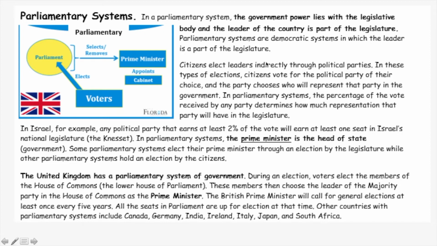Citizens elect leaders indirectly through political parties. In these types of elections, citizens vote for the political party of their choice, and then the party chooses who will represent that party in government. In parliamentary systems, the percentage of the vote received by any party determines how much representation that party will have in the legislature.